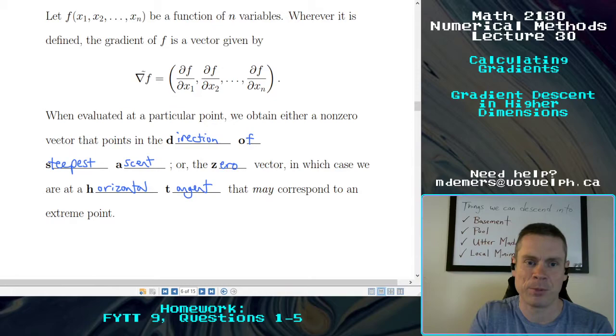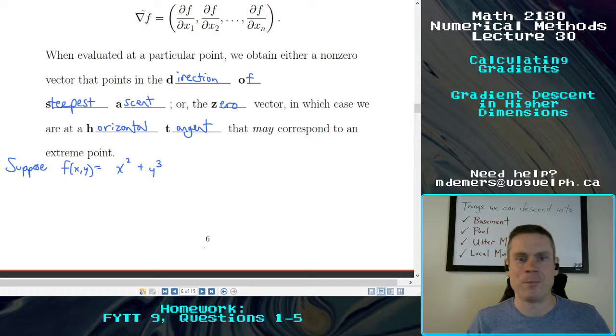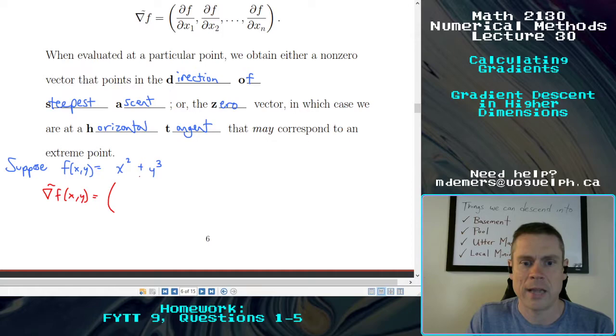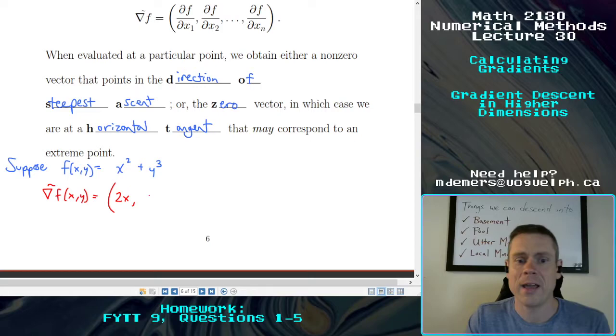But let's just suppose that our f of x and y, a two-variable function here, was x squared plus y cubed. You could plot this using mathematical software and so on, but the point here is to just calculate the gradient and show you what this means. If I were to take the gradient of f, I'm going to get a vector of partial derivatives: the partial derivative of this function with respect to x, that's just 2x, and then the partial derivative with respect to y, and that's 3y squared.